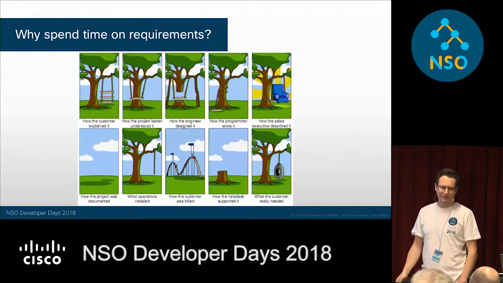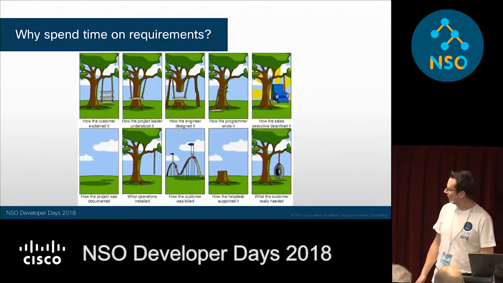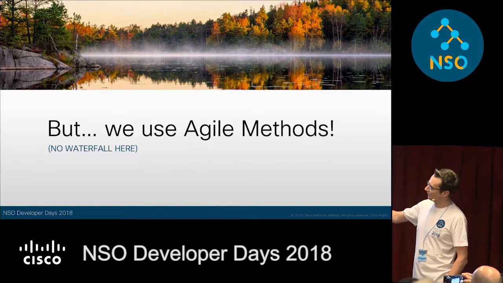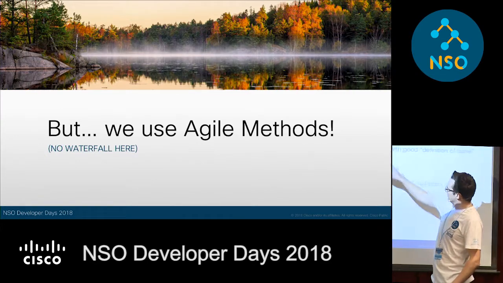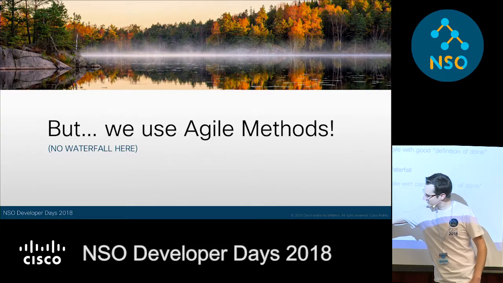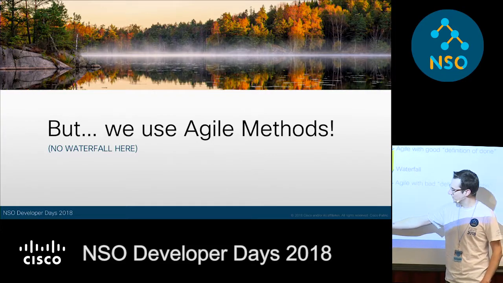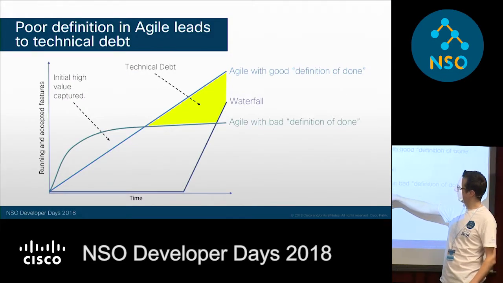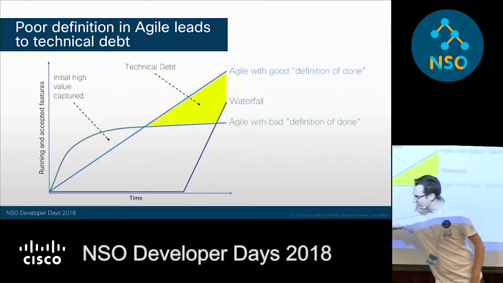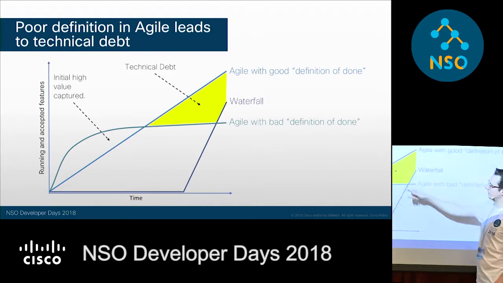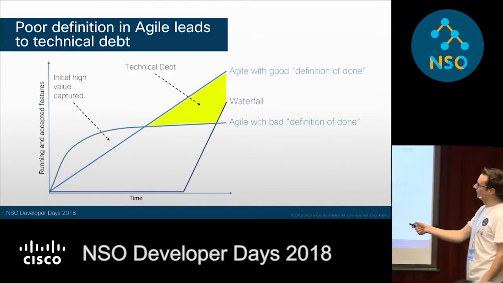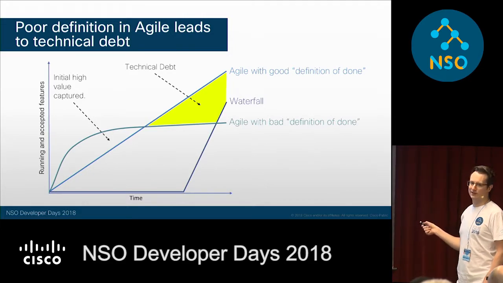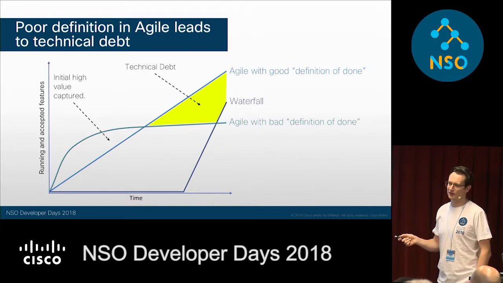But actually, there's a very interesting chart. I didn't credit this, but basically, if this is waterfall, you spend a lot of time doing nothing, and then suddenly you produce something, and you've got some value. And this is Agile done properly. From the very beginning of the process, you're generating value. But to do that, you need a good definition of done. You really need to know what done looks like.